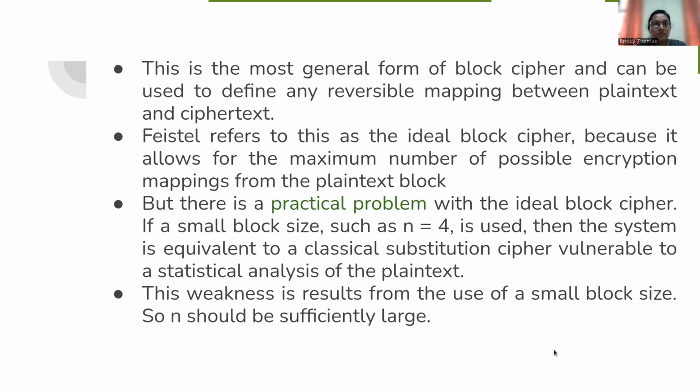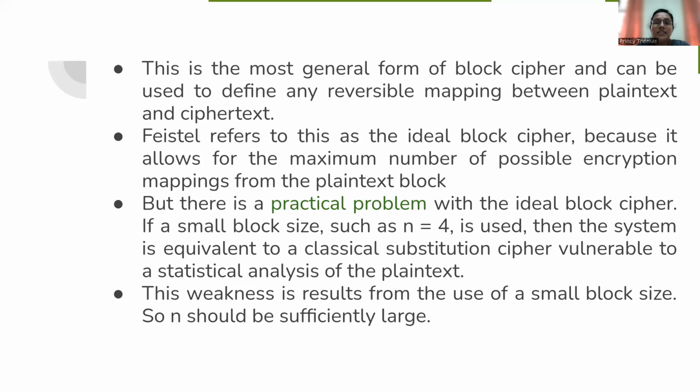Now, this is the most general form of a block cipher, and it can be used to define a reversible mapping. So each 4-bit data will be mapped onto another 4-bit data, and from that 4-bit data, we can get the original data. So it is a reversible mapping between plain text and ciphertext. And the Feistel structure refers to this ideal block cipher because it allows for the maximum number of possible encryption mappings from the plain text block. So if you take 4 bits, 2 raised to 4 number of mappings will be there.